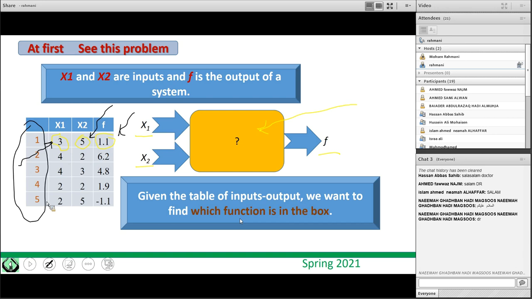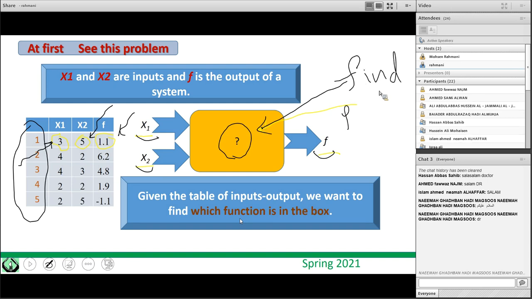And the question is that we want to find a map from x1, x2 to f. This is the problem that we want to solve today. The problem of estimating a function. You want to find a function.